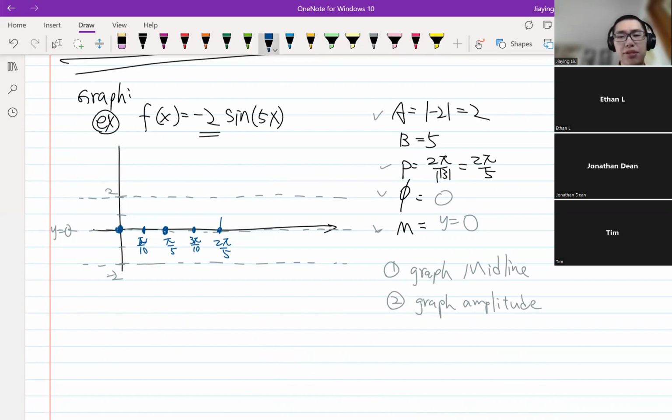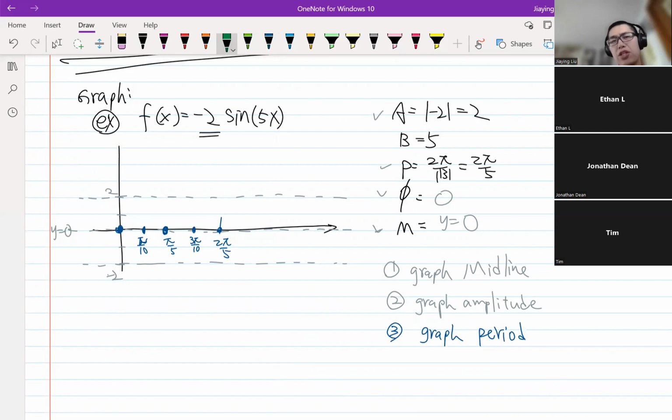So that's step 3, graph the period. It means we labeled where the beginning and the end of the period is, and then we put 3 points in the middle to get 4 quarters. And then the next step is actually to graph.